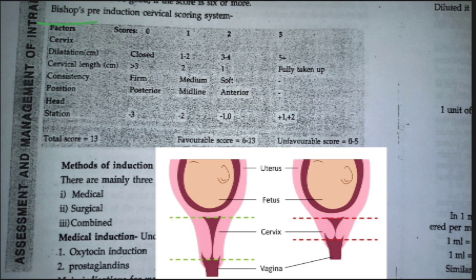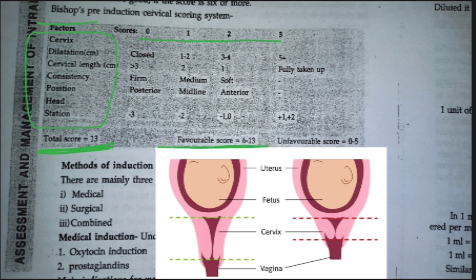Bishop score: based on this score we will get to know whether the delivery process is going in normal condition, whether vaginal delivery is okay, or whether we need to find some other mode of delivery, or whether oxytocin induction is okay, or we need to provide more oxytocin. Everything we will get to know based on this Bishop score. We have scores 0, 1, 2, 3, and based on these topics we will calculate the score: cervical dilation, cervical length, consistency, position of the baby, head station and so on. In total we have 13 marks.